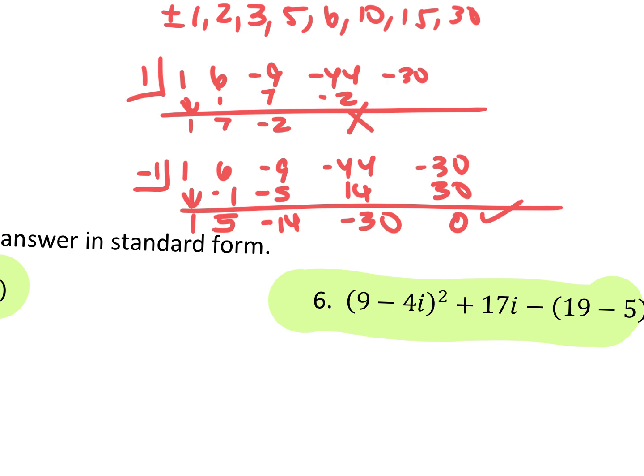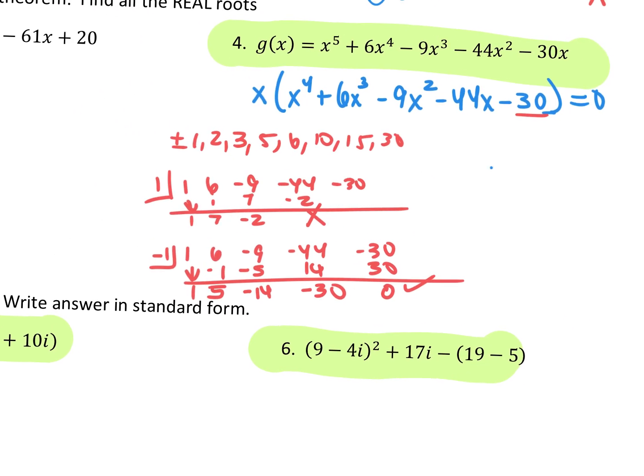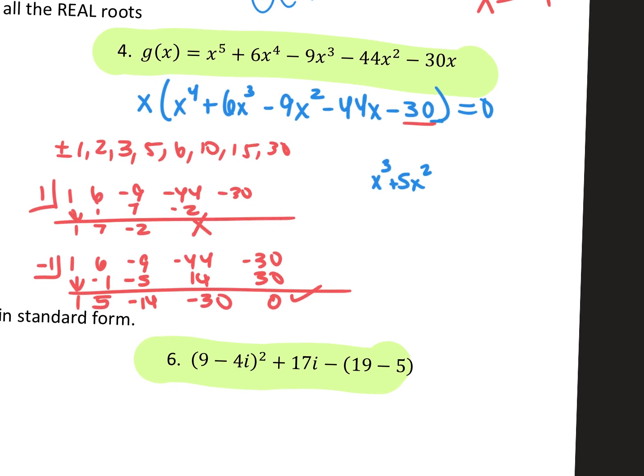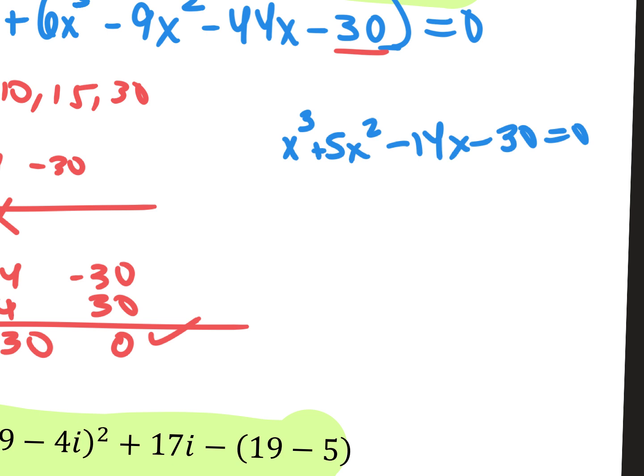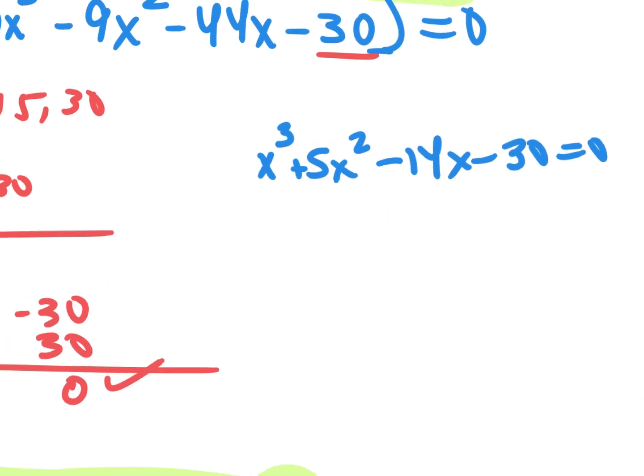Can I write it as a polynomial? What would I write it as? X to the third plus 5x squared minus 14x minus 30 equals 0. And then we hope that this does what? We hope it groups, but does this one? No. So what do we have to do again? The P over Q. So plus or minus 1, 2, 3, 5, 6, 10, 15, and 30.